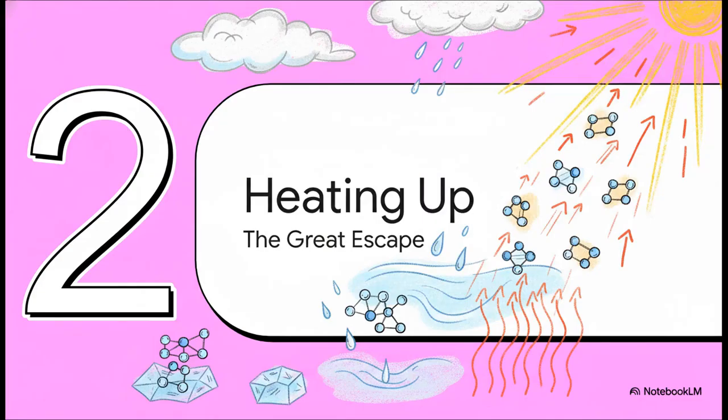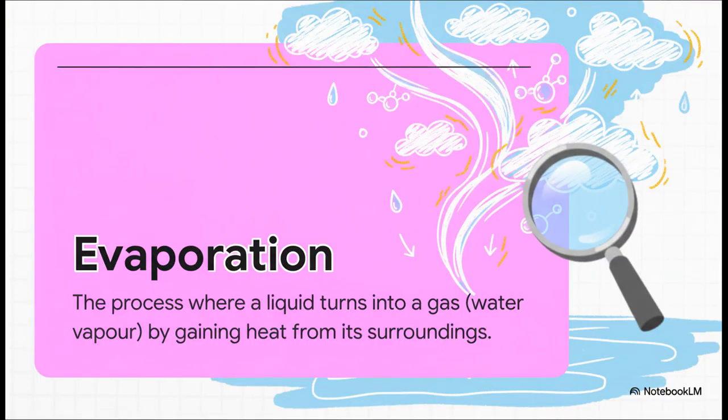So how does our molecule make that huge leap from the liquid world to the gas world? Well, the secret ingredient is energy, specifically heat. Heat is the key that unlocks the door from one state to the next. Let's see how it actually works. This great escape has a name: evaporation. It's the process where a liquid, just like the water in our puddle, turns into an invisible gas we call water vapor. The main thing to remember here is that this whole transformation is fueled by heat from its surroundings.